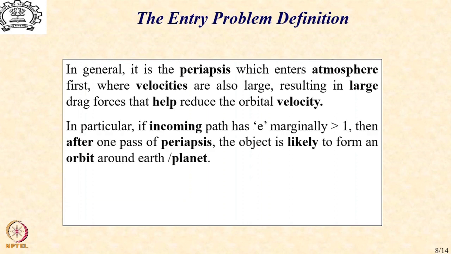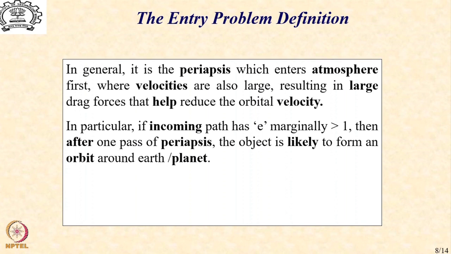So, in this context, what is commonly done is to design the entry trajectory from outer space in such a manner that the eccentricity of the trajectory is marginally greater than 1, so that after it passes once through the Earth's atmosphere or planet's atmosphere, its velocity becomes sufficiently small so that it can form immediately an orbit about that planet.